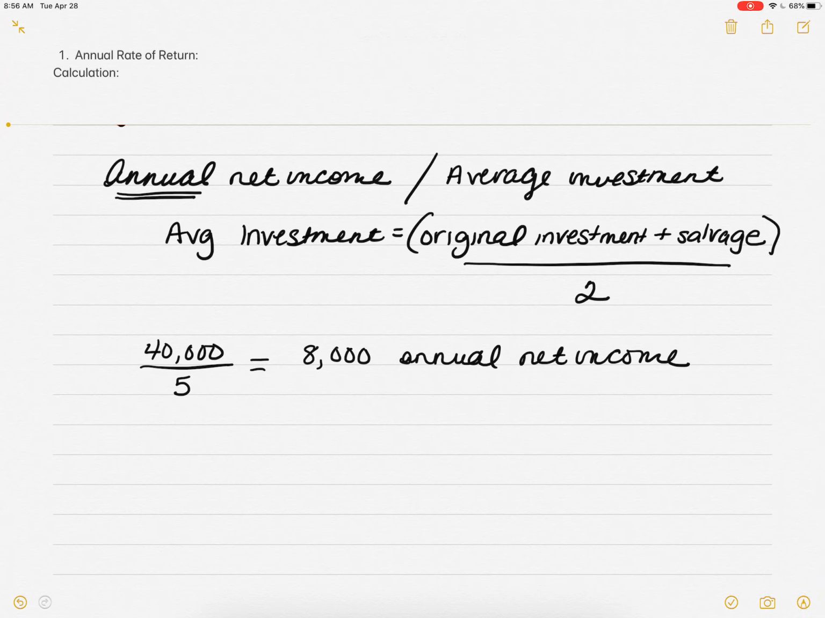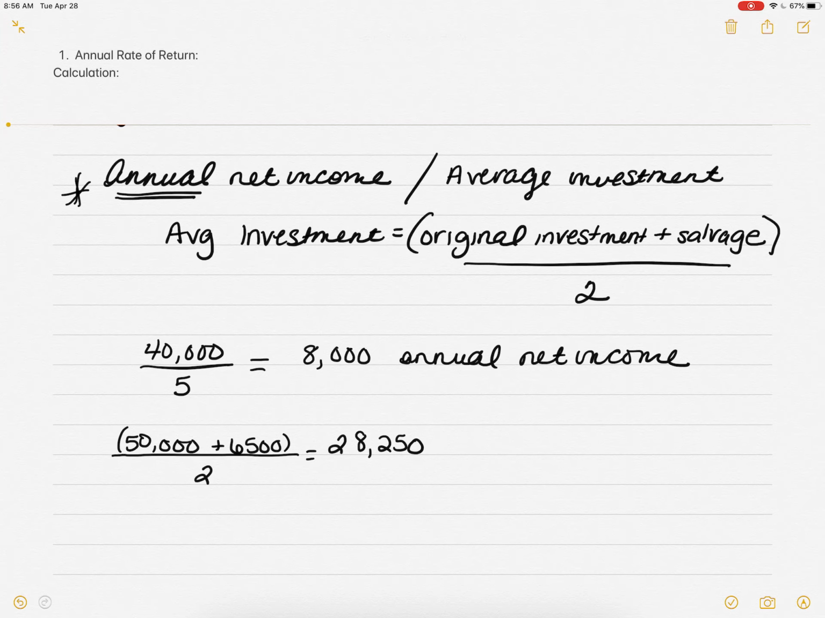Next, we have to find our average investment. It tells us the cost is $50,000. We have a residual value, which is the same as your salvage value, of $6,500. We're going to take all of that, divide by 2 to get our average investment, which is $28,250. Now I can go back to find my annual rate of return, because I have all of that information.